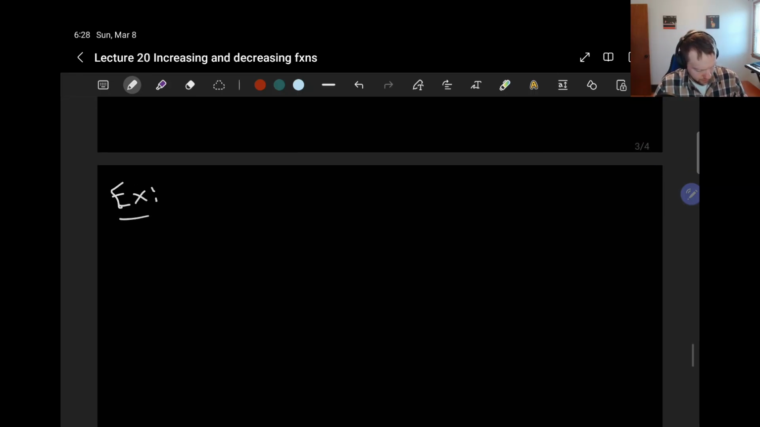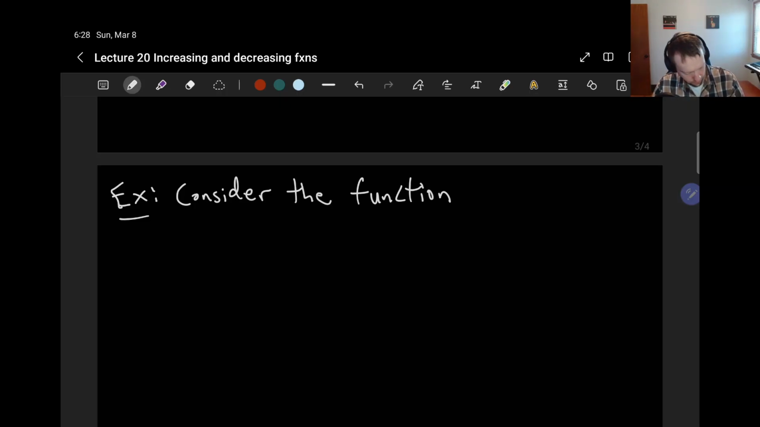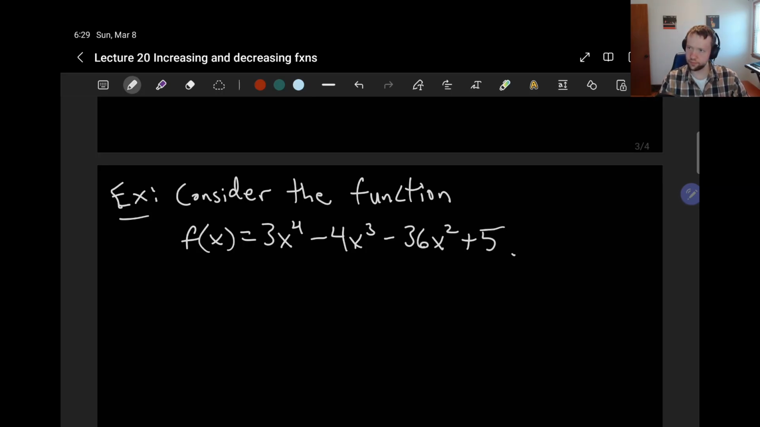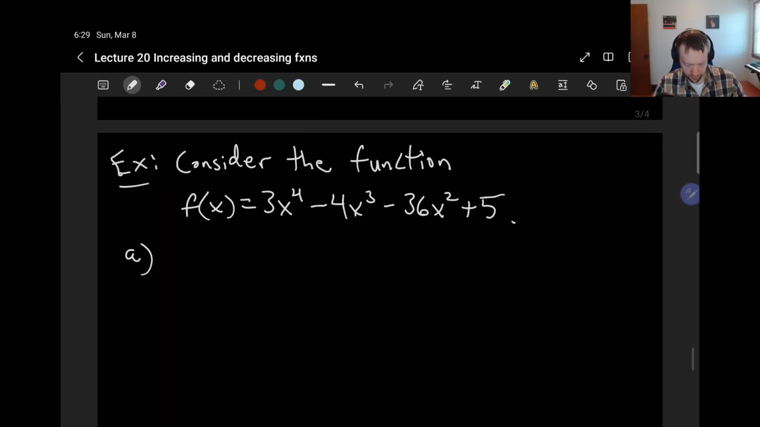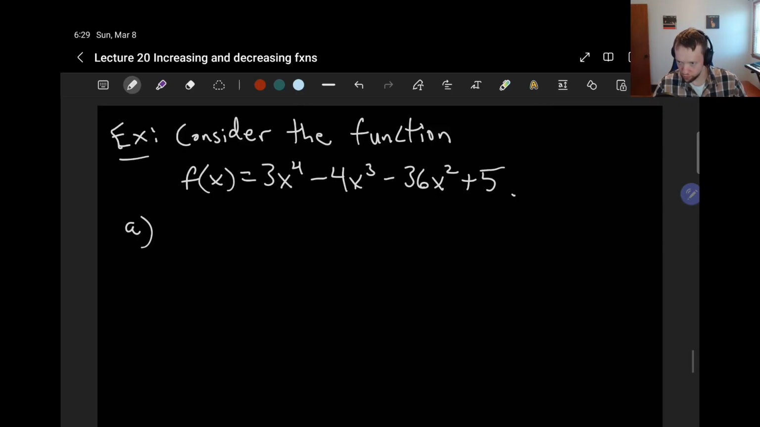Let's do an example. Where we consider the function, this will be a polynomial. f of x equals 3x to the fourth minus 4x cubed minus 36x squared plus 5. For part A, we're just going to find the critical numbers, and then I'll show us what we use them for.